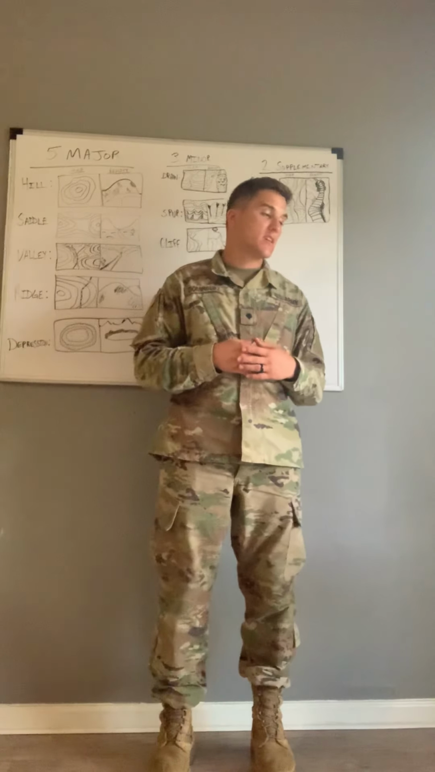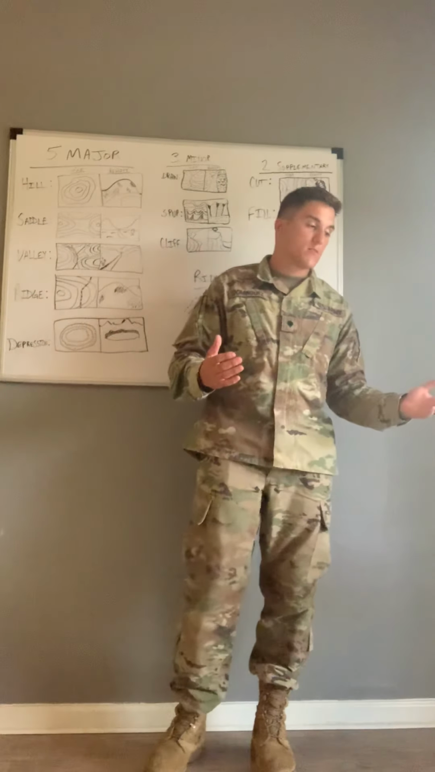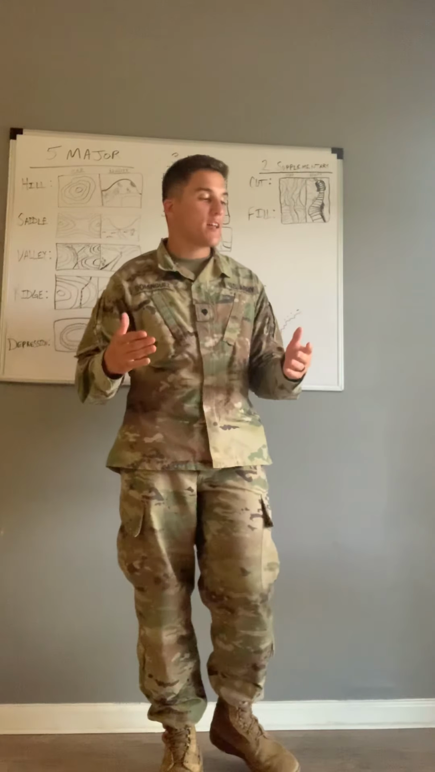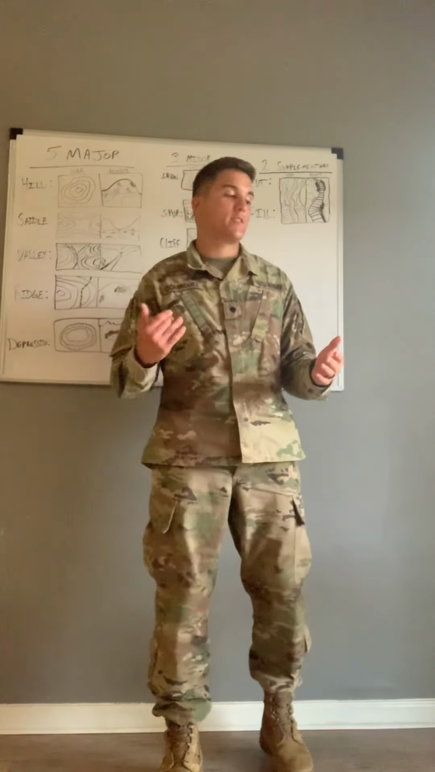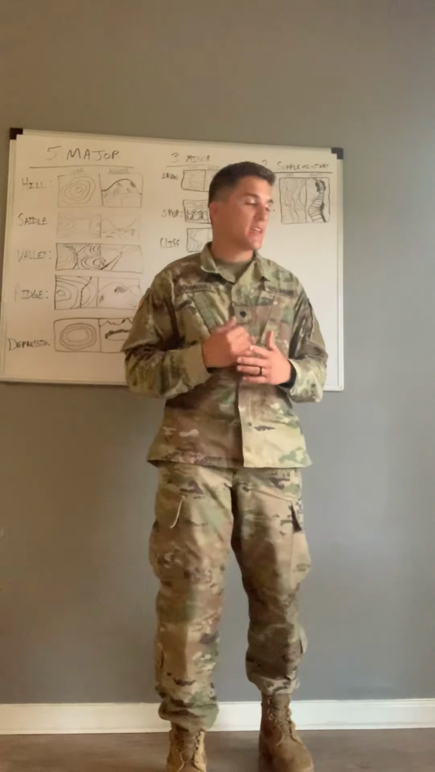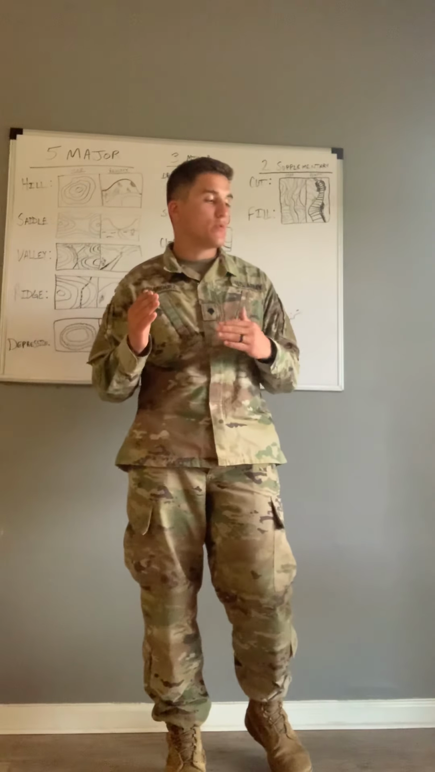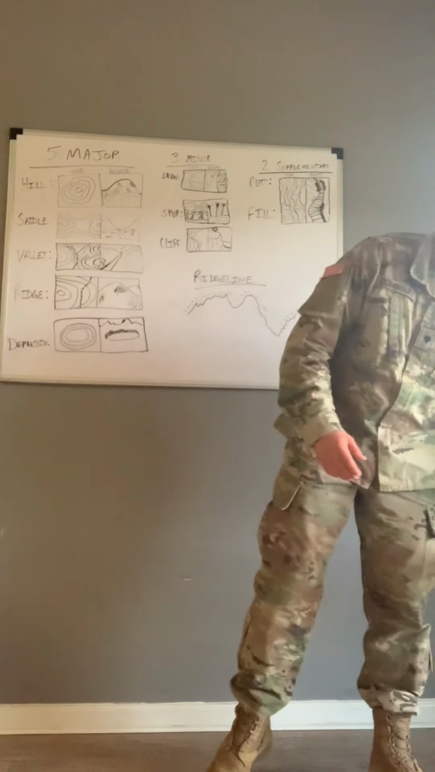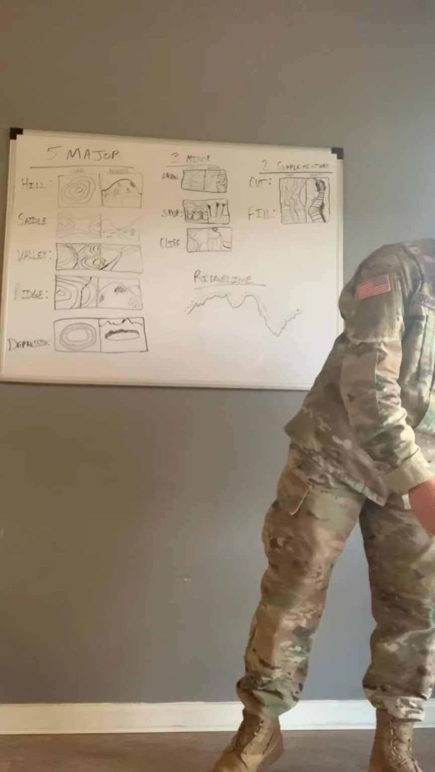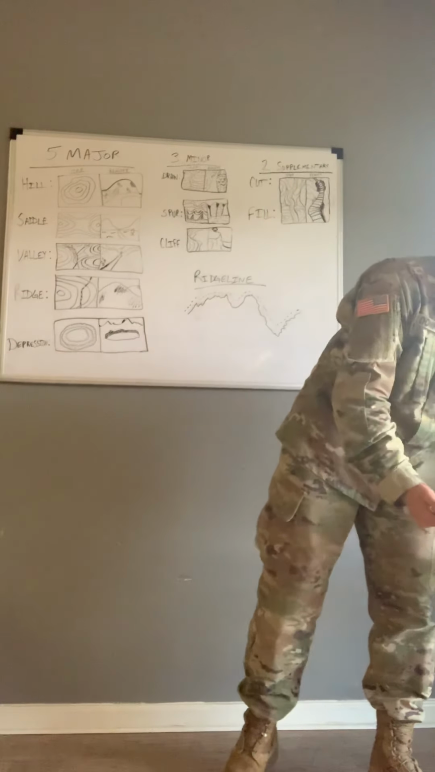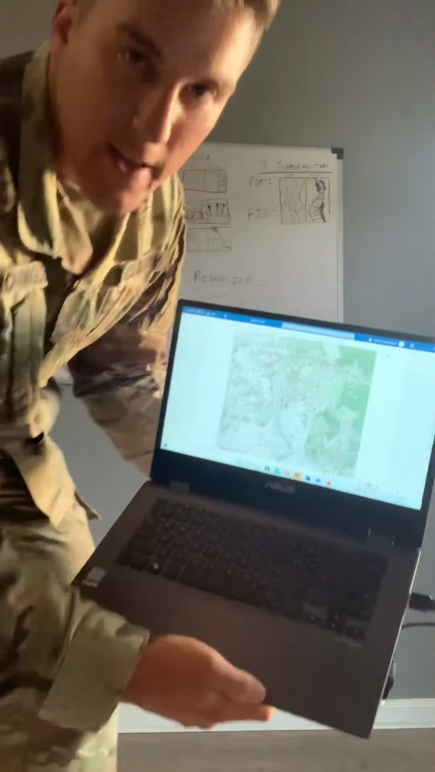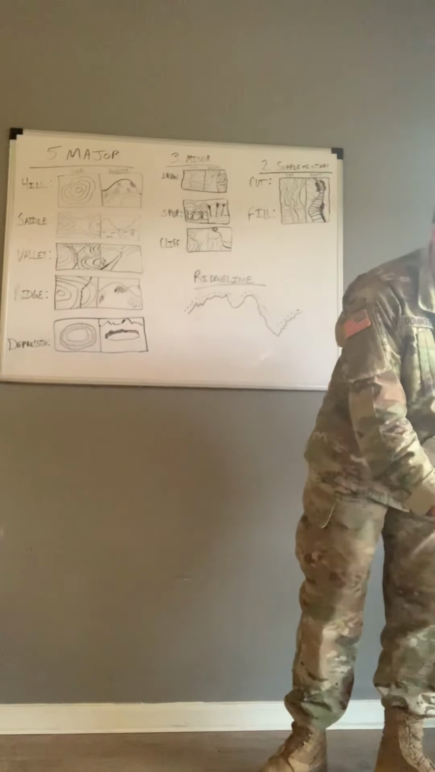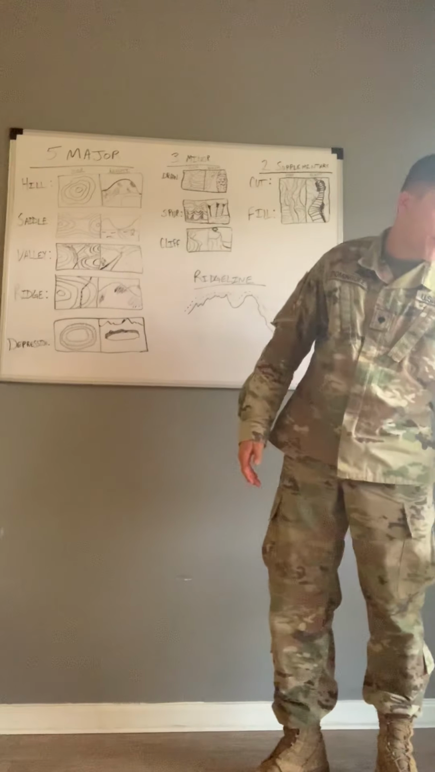The condition is you are a member of a squad or a team in a field environment and have been directed to identify the terrain features on a military map. You have been given a 1 to 50,000 scale military map, and I'll show you what that map looks like real quick, and then we'll get back on track. But we do have that map here. This is what it's going to look like. And you're going to have to identify the different features on this map.